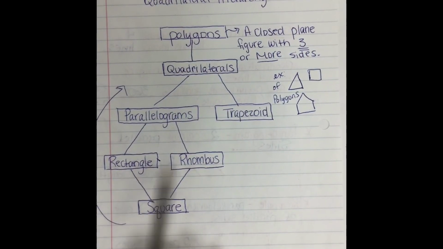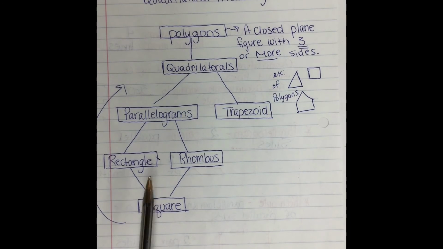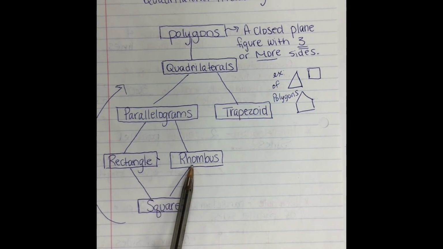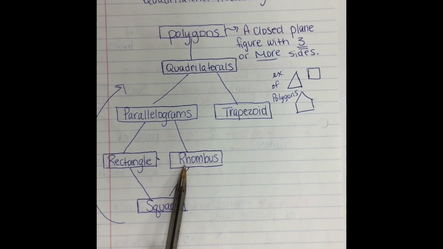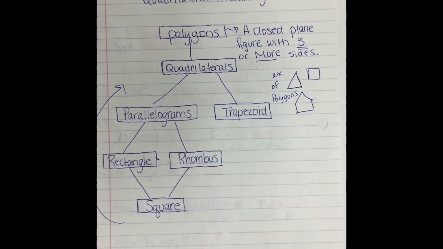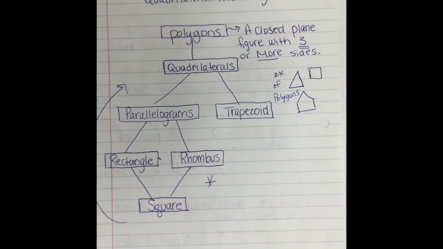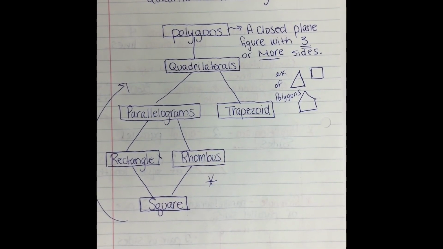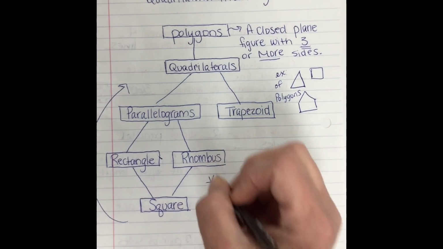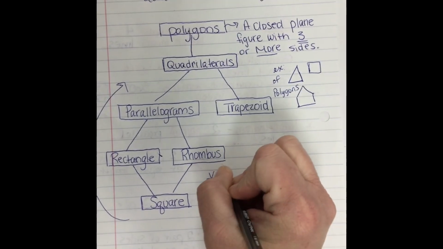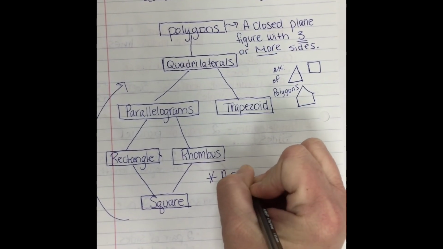Now, notice the rectangle and rhombus don't connect, because rhombus says 4 congruent sides and 4 right angles. A rectangle does not have 4 congruent sides and 4 right angles. All right, so here's what, and this is a big note that you need to write, because this is often seen on a STAR question.